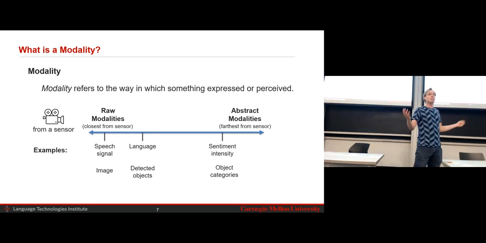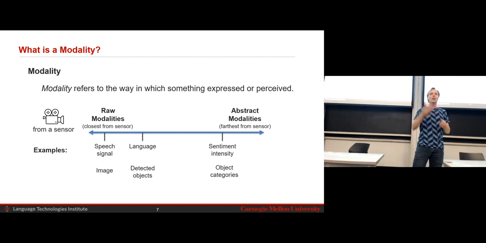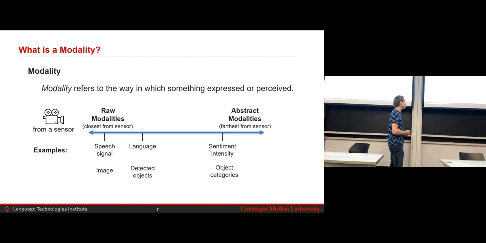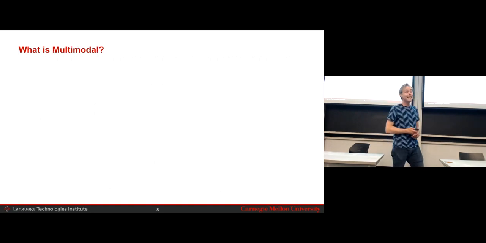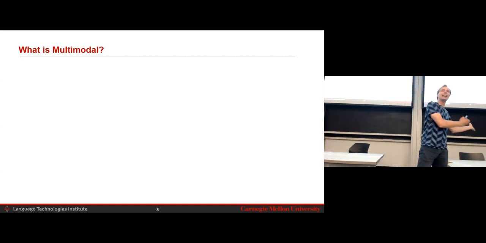The reason I put things on a spectrum is that the closer you are to the raw modality, the more relevant it is to this class. And the more abstracted you go, the more these modalities will look similar, maybe in their representation, just being simple zeros and ones. With the raw modalities, you really need to think about the issues related to the differences of sources, and I'll give more details about that in a second. So what is multimodal? A modality can be raw or abstracted.